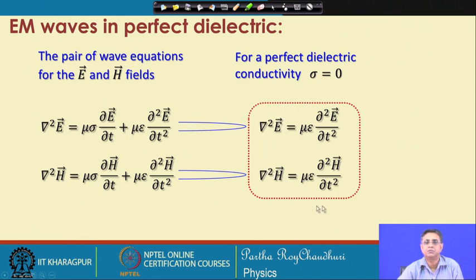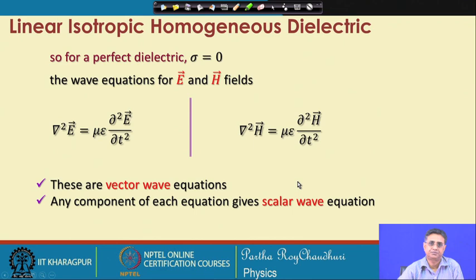So, the reduced form of the pair of wave equations for this case of perfect dielectric are represented by these two equations. So, for a perfect dielectric sigma equal to 0, the wave equations for E and H fields are this, as you have seen. These are vector equations, but if I take the Cartesian components of E, for example, E x, E y and E z, which we will see later, then each of the components will also satisfy this equation.